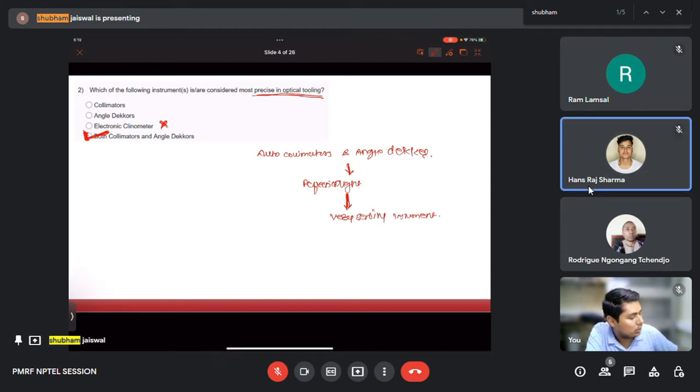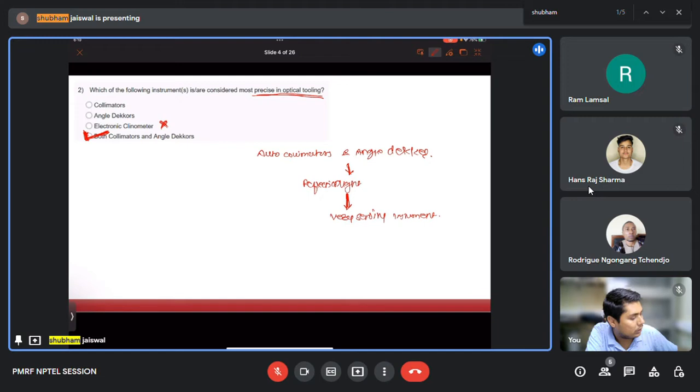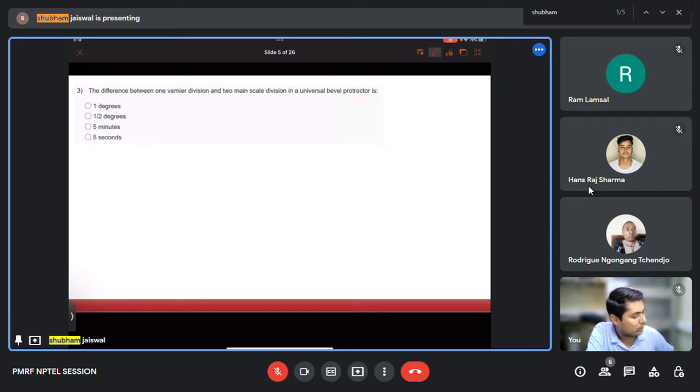Okay. So moving to our next question: the difference between one vernier division and two main scale divisions in a universal bevel protractor is 1 degree, 1.5 degree, 5 minutes, 5 seconds.